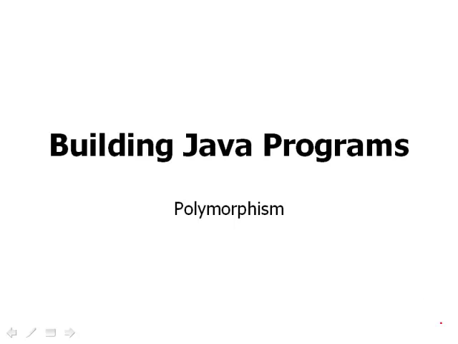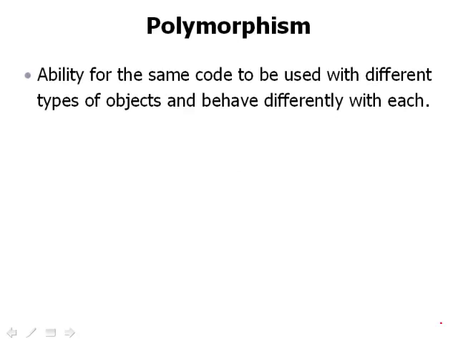This video is about polymorphism as used in inheritance in Java. Polymorphism means that the same code can be used with different kinds of objects, and that same code might do a different thing depending on what kind of object it's interacting with.